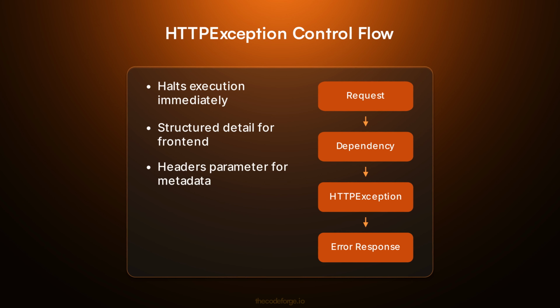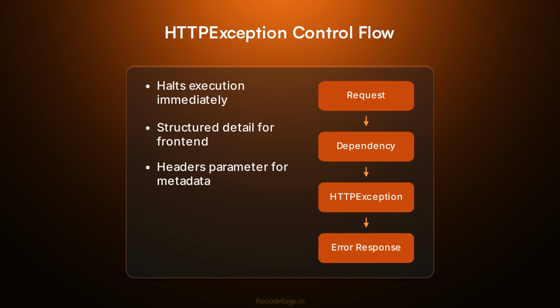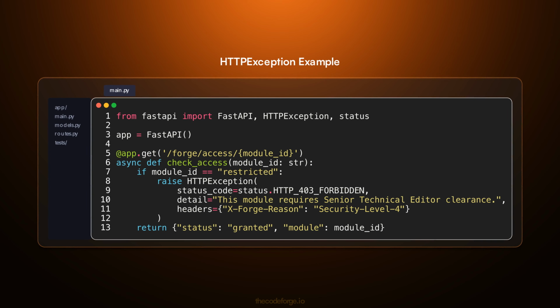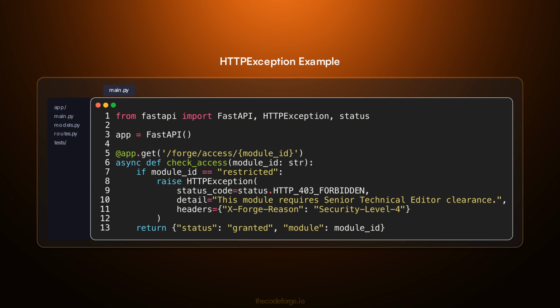HTTPException is not just an error, it's a control flow mechanism. When raised, FastAPI catches it before your function returns, preventing any further code from executing. The detail field can be a string or a structured dict for machine-readable error codes. Here, if the module is restricted, we raise HTTPException with a 403 status and a custom header. The endpoint stops immediately and returns the error response.